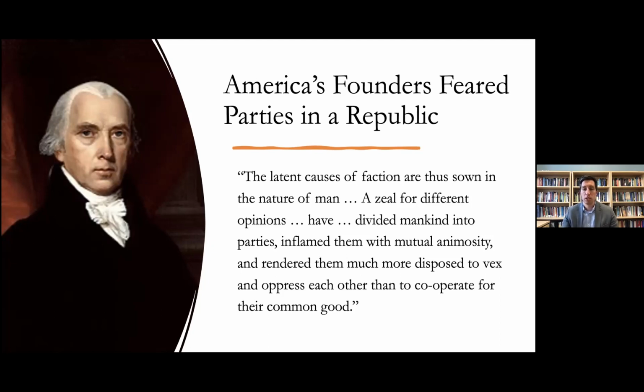If people become so attached to a political party, they'll end up spending all their time and energy trying to oppress or conquer or beat their opponents rather than trying to cooperate for the common good of all Americans. And so partisanship can turn into a kind of zealotry or tribalism that's inflamed with animosity and hostility, rather more than a love of the country.